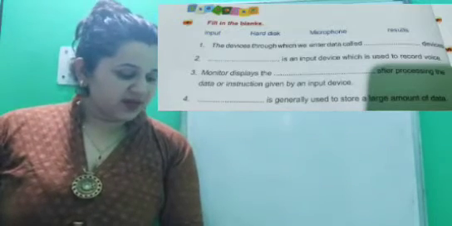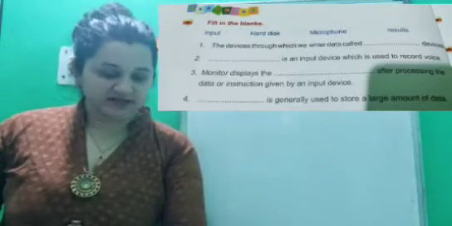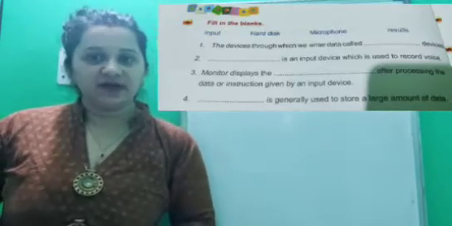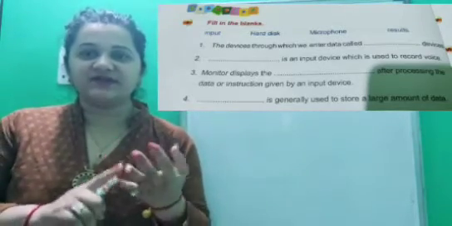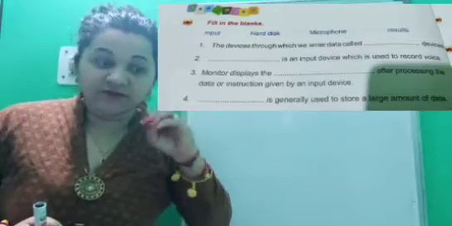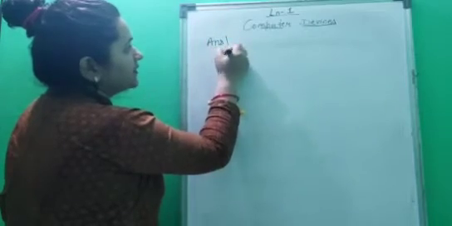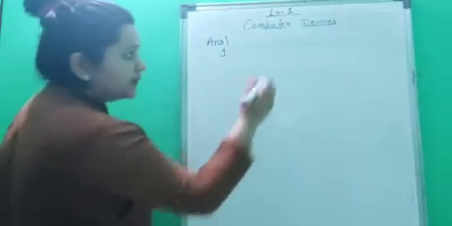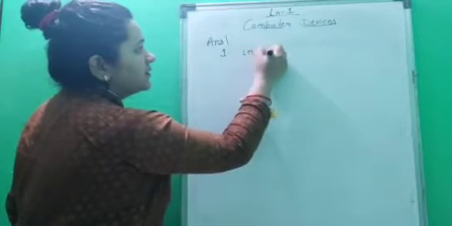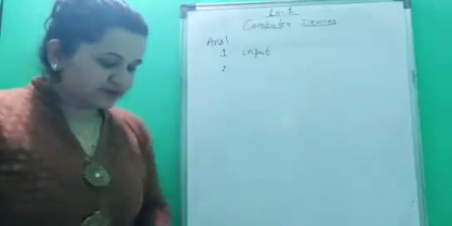The first one: the devices through which we enter data are called dash devices. We have studied 4 devices: input devices, output devices, processing devices, and storage devices. The devices through which we feed data into the computer, we are giving input. That is all done with the help of input devices. So write down input.